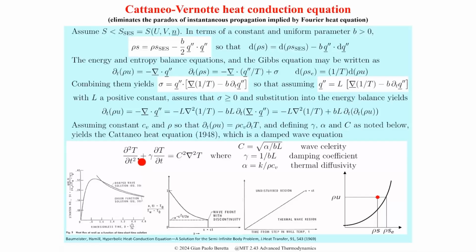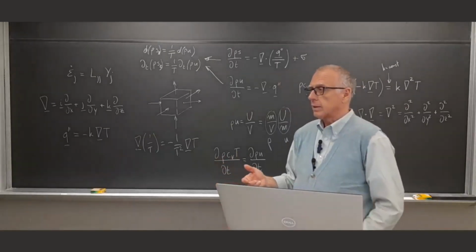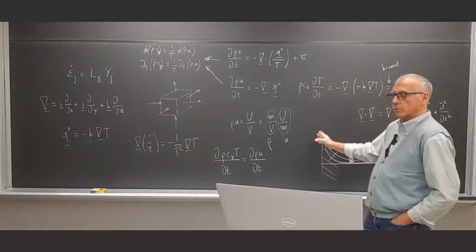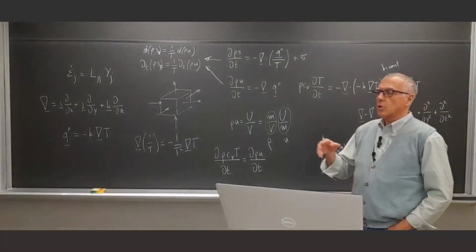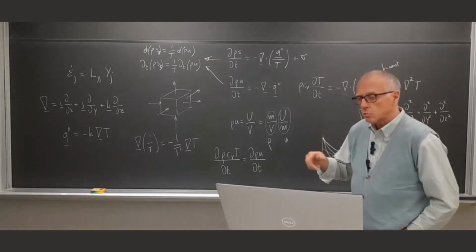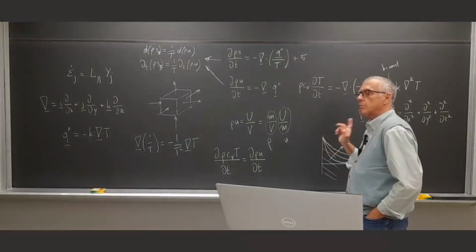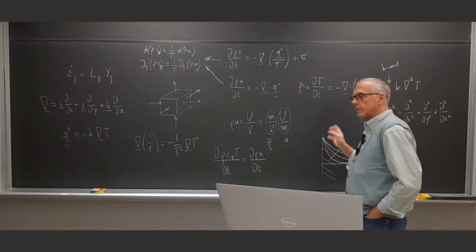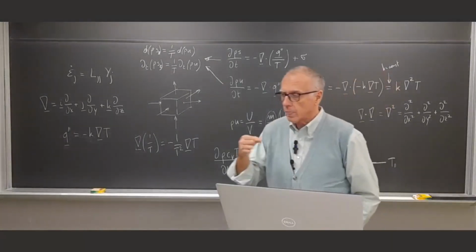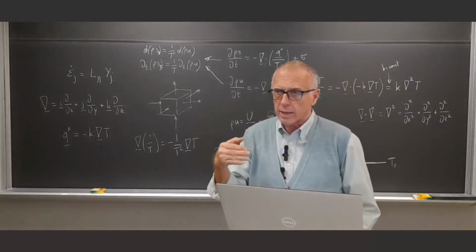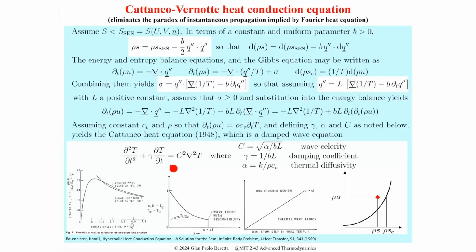And in fact, this equation has been used to represent the early times of this sharp change of temperature problem, or situations in which you change the boundary conditions very quickly, and therefore you need to account for propagation speed, which is this coefficient here, which becomes now the wave celerity, and the gamma becomes the damping coefficient.